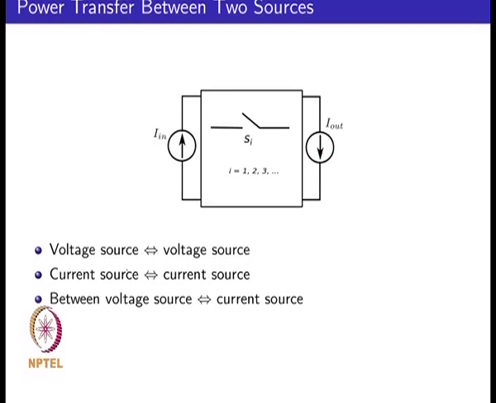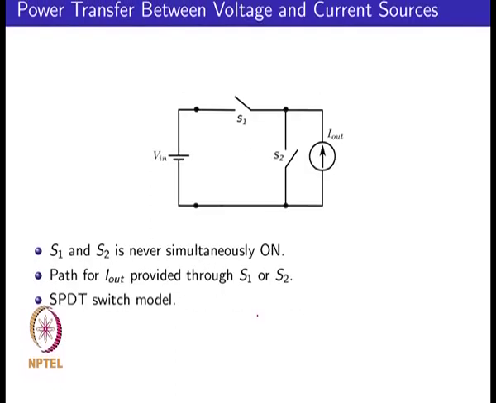So, both voltage source to voltage source and current source to current source would not work well in an efficient manner, and it would cause a lot of stress on the components in the circuit. However, we will see that once you have a voltage source on one side and a current source on the other side, then it is actually possible to have fairly good efficient power conversion.